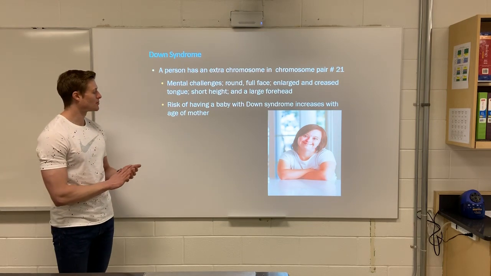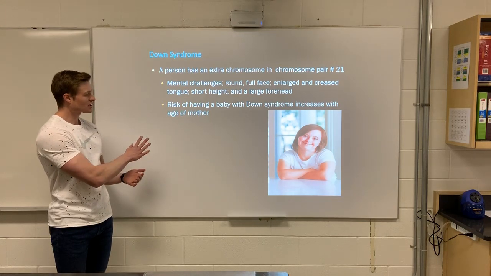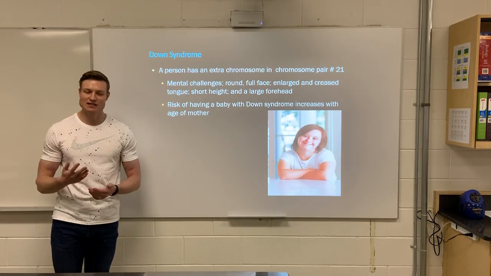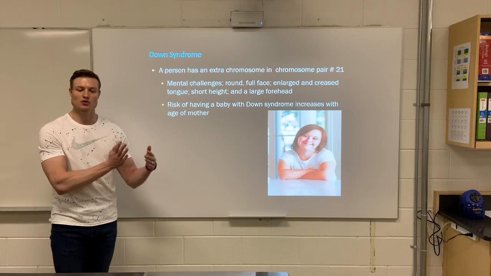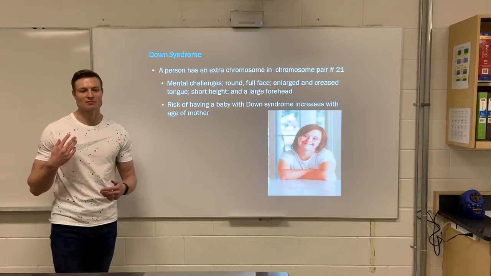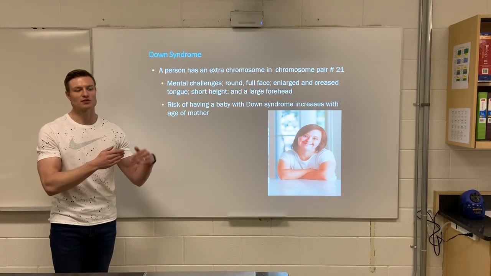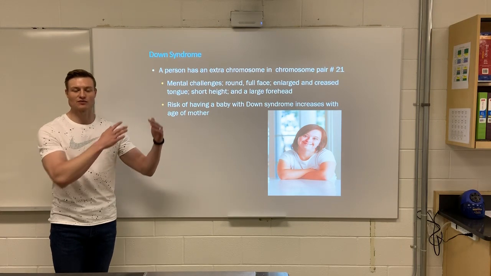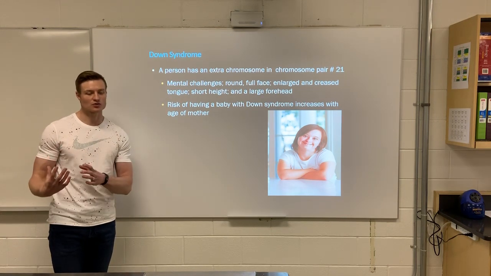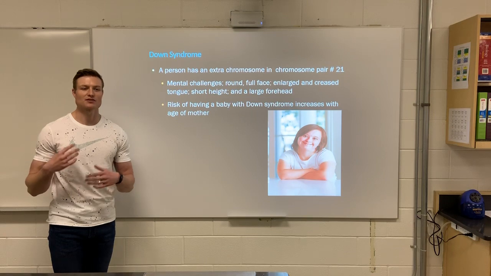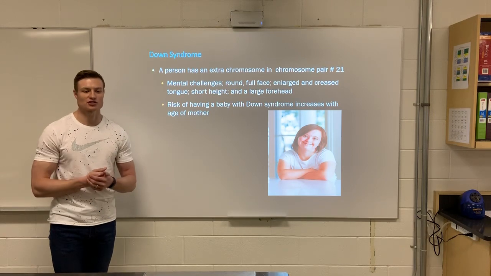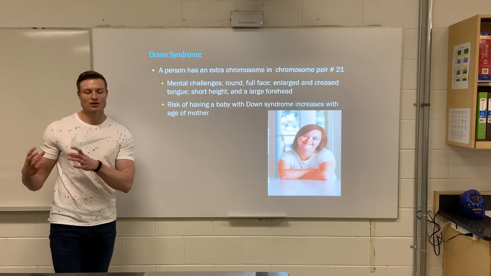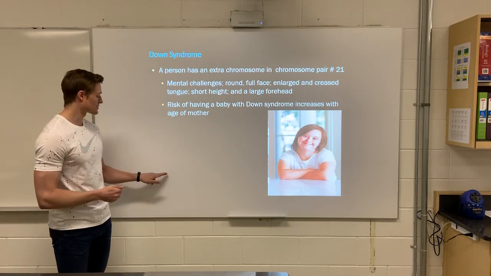The risk of having a child with Down syndrome will increase significantly as a mother gets older, because as a mom gets older, maybe into her 40s, later 40s, her eggs are older as well. That means that there's a higher chance that a non-disjunction would occur, and we get an egg with an abnormal number of chromosomes.